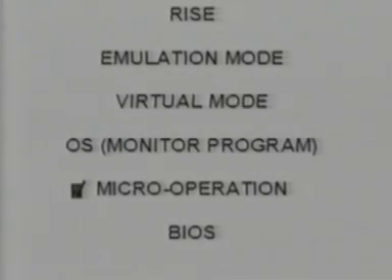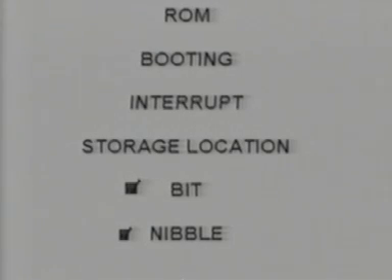OS is the operating system, also known as the monitor program. A microoperation is the action that can be performed during one clock cycle. And BIOS stands for the Basic Input-Output System. The ROM is the read-only memory. All or part of the operating system can be stored in ROM.